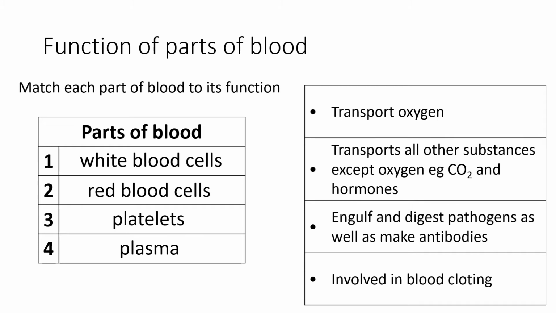In terms of functions, white blood cells are involved in the immune system, and they have two main functions. One is to engulf and digest pathogens, and the second one is the production of antibodies. In terms of red blood cells, their function is to transport oxygen around the body. The platelets are involved in blood clotting, and plasma is involved in the transport of all other substances except oxygen.